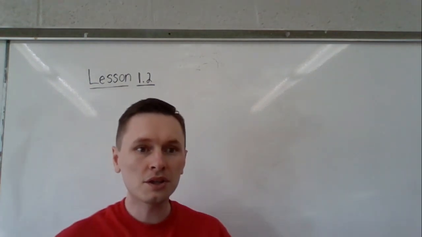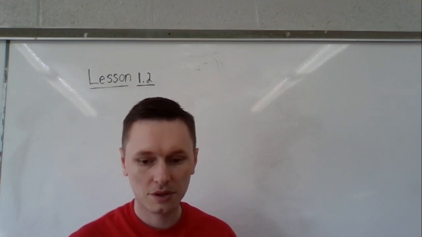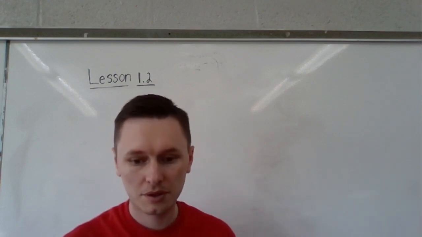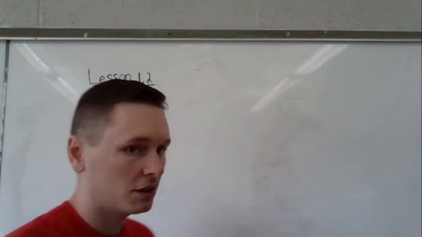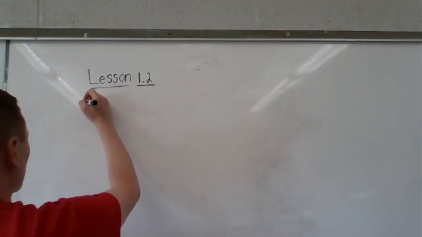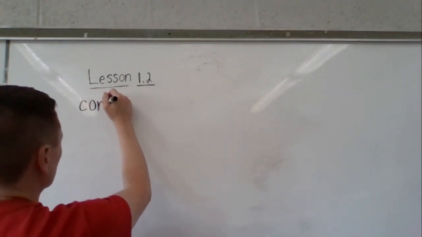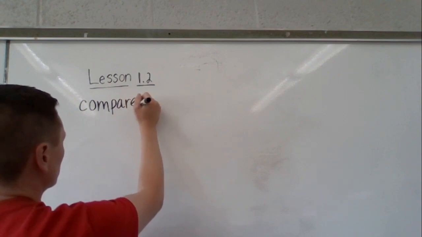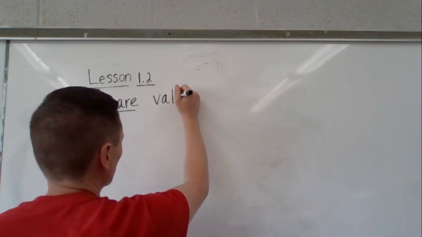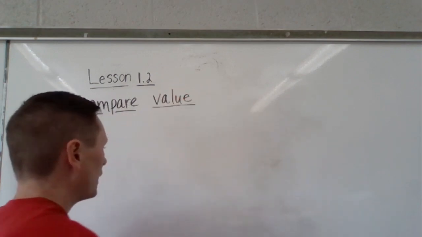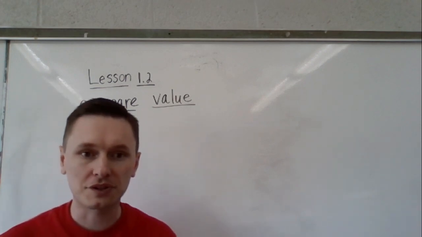Now, there's another way you can compare and order integers, and that is to line them up. We're going to line them up and compare each place value individually. And this becomes important when we're using larger numbers or decimals or things like that.